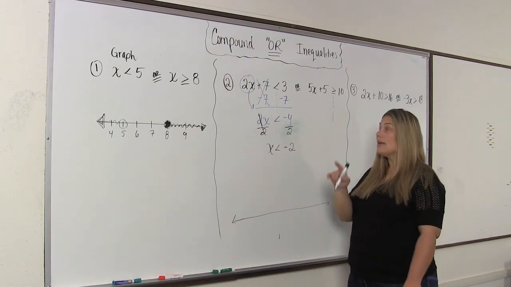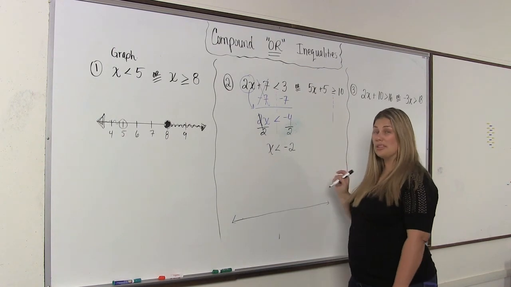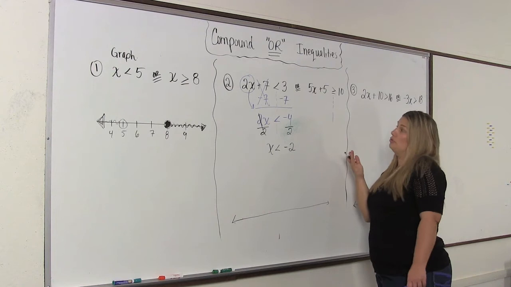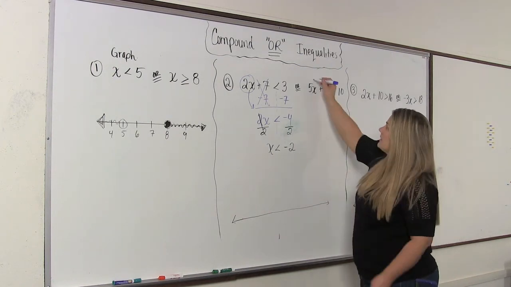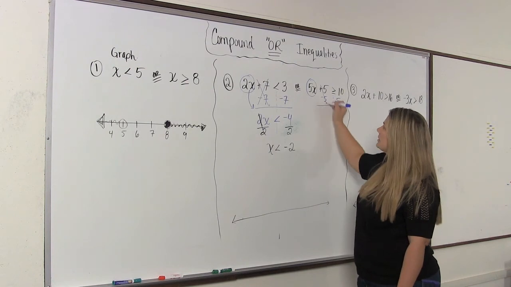But wait, I'm not finished. Because now with compound inequalities, remember, instead of just solving 1, I have to solve 2. So now we have to solve this other inequality. To get rid of a plus 5, I have to minus 5.